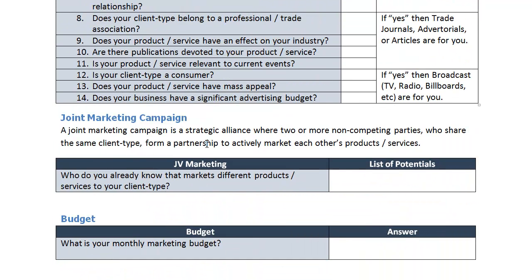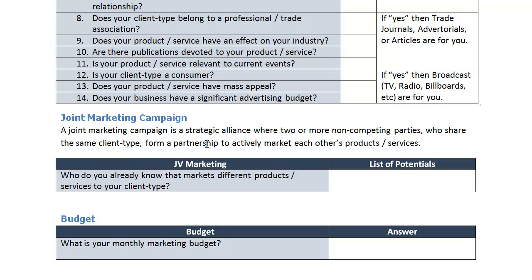Then we also have joint marketing campaign. A joint marketing campaign is a strategic alliance where two or more non-competing parties who share the same client type form a partnership to actively market each other's products or services. Okay, for almost every business you can find a joint marketing partner. We've done joint marketing partnerships between insurance agents and jewelers, so it can be a way diverse vertical market, but they had common client types.